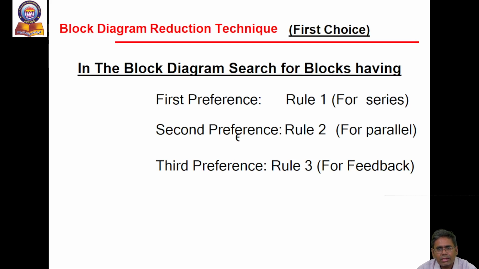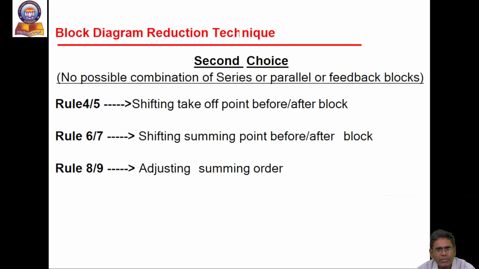In the block diagram, search for blocks having first preference: rule 1 for series, second preference: rule 2 for parallel, third preference: rule 3 for feedback. The choice of how to reduce block diagrams is in this order. Fourth or fifth rule, shifting the takeoff point before and after the block, and sixth or seventh rule, shifting the summing point before and after, for finally adjusting the summing point.